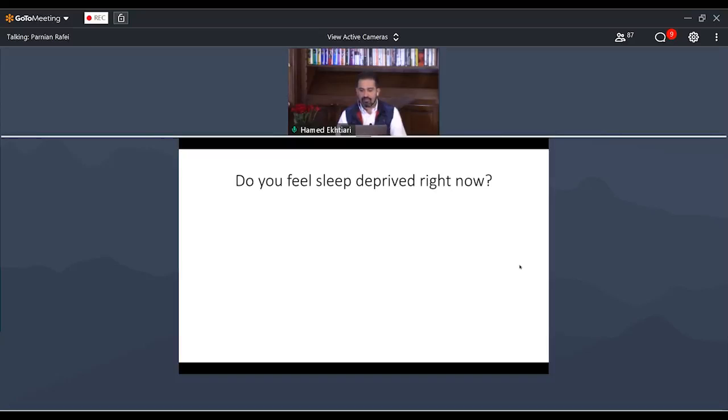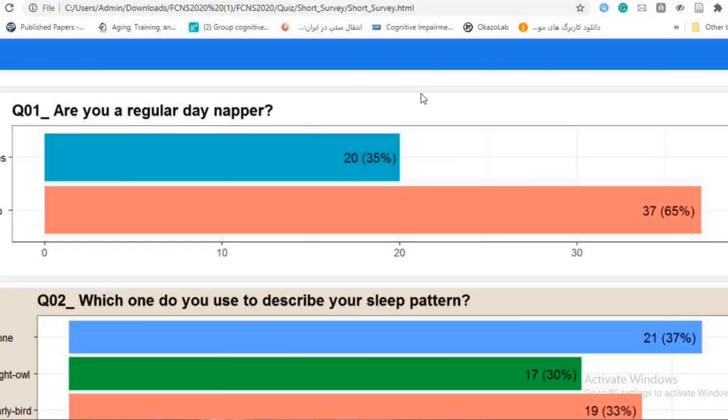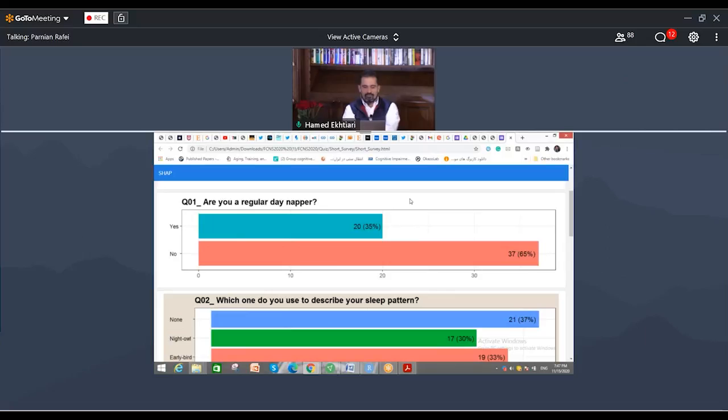So how many responders do you have right now? About 57. Are you also seeing the GoToMeeting panel? Because it's quite disturbing for me. But okay. No, it is.